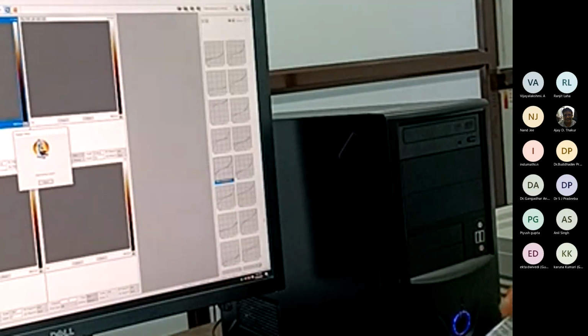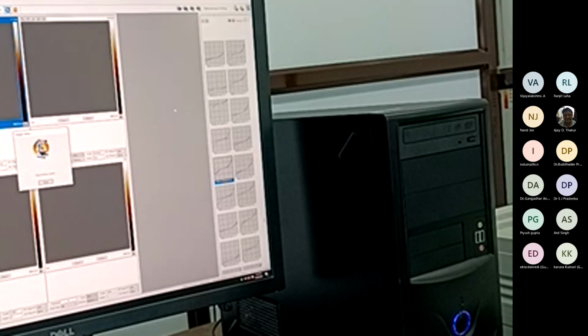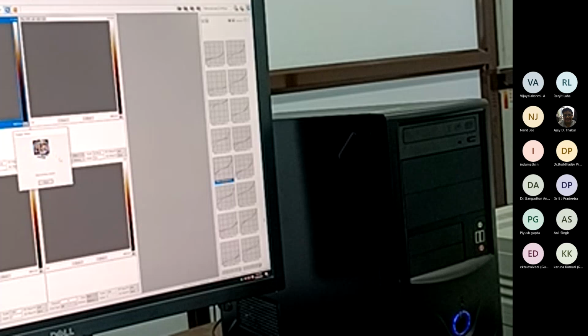So while it is approaching, I will explain a little bit about its image analysis. Actually, it is approaching, so we can't do anything here right now.